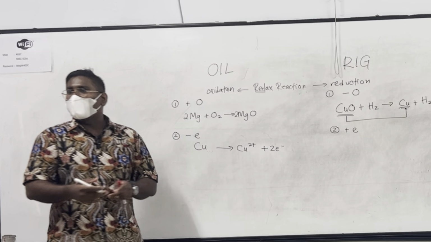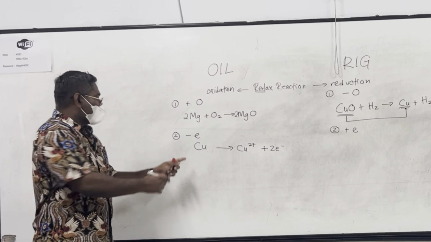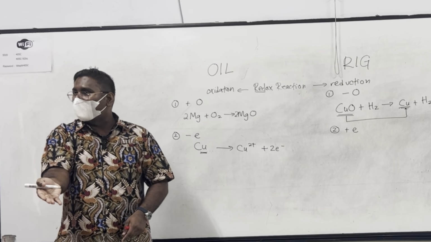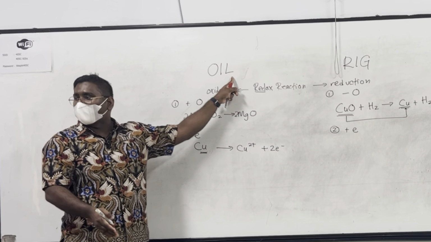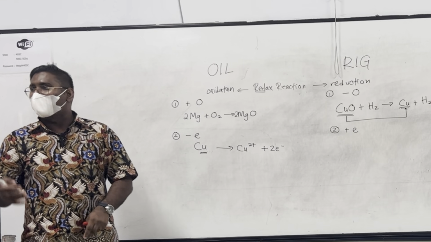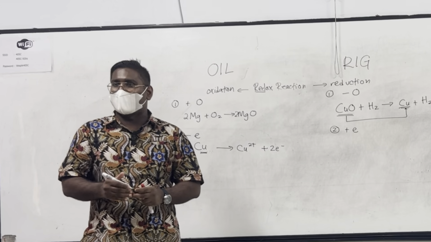In this case, which one is going to be oxidized over here? Copper is the one that is losing the electron. So, OIL RIG: oxidation is loss of electron. Therefore, copper is the one that is losing the electron, which means copper is the one that is going to be oxidized.